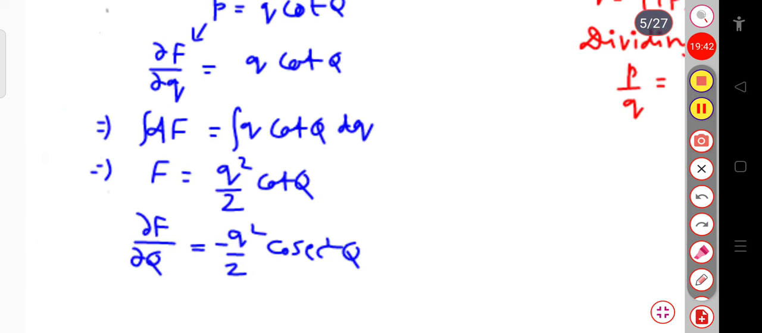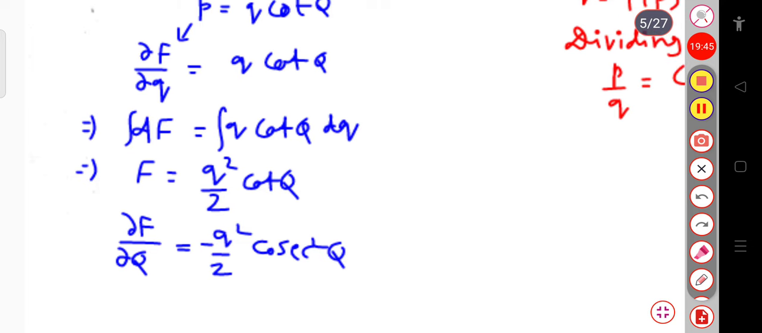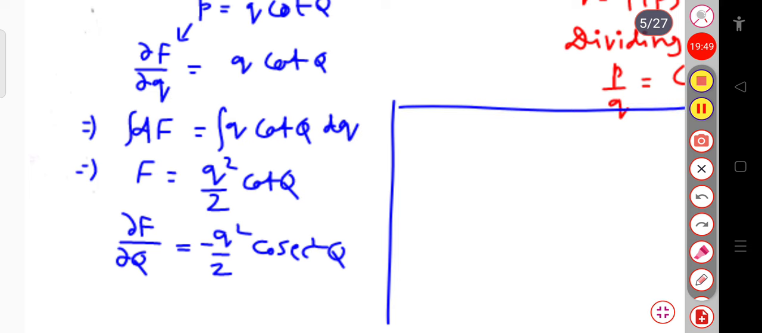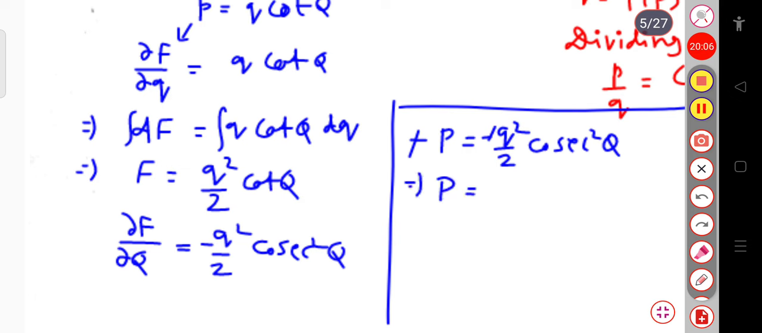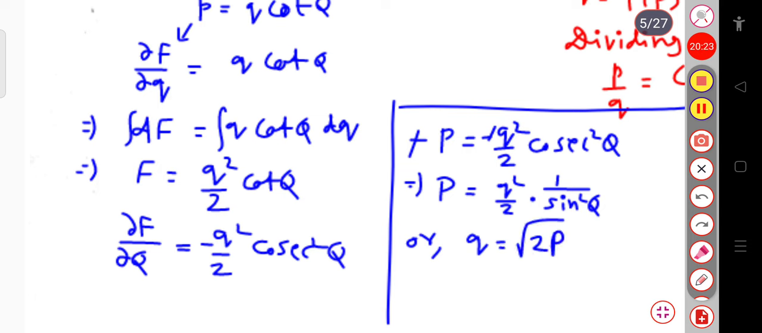So if I write here, in place of dou f by dou q, I can write minus capital P, which is equal to minus q square divided by 2 cosec square q, capital Q, and also the minus minus sign gets cancelled, which implies capital P is equal to q square by 2 into 1 by sin square q. Taking the square root, I will directly write q square equal to 2P sin square Q, or small q equal to root over 2P into sin Q.